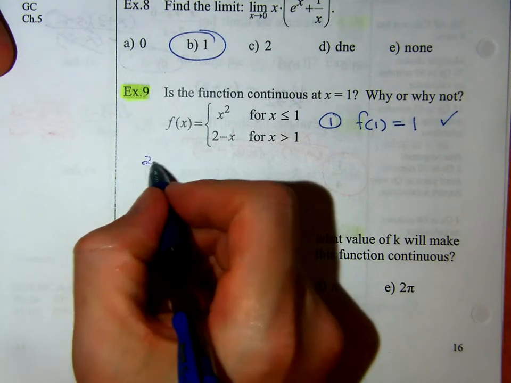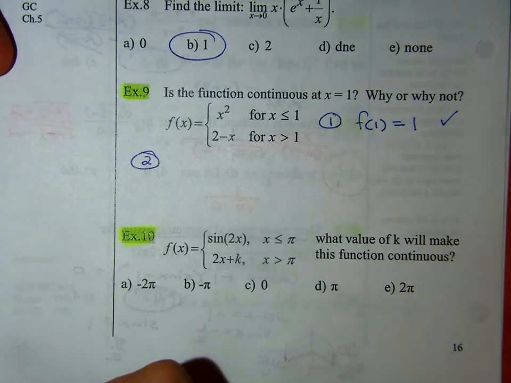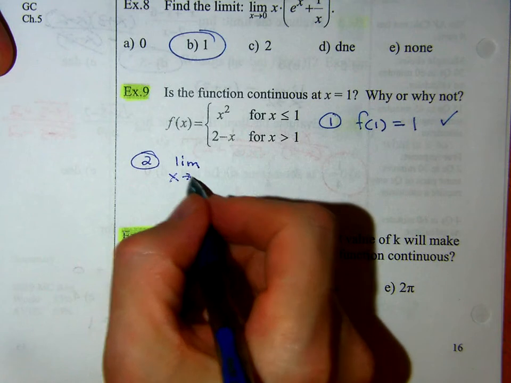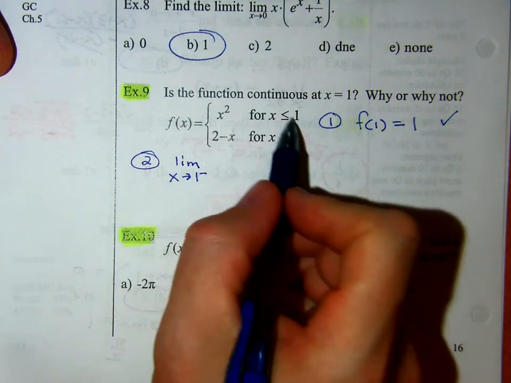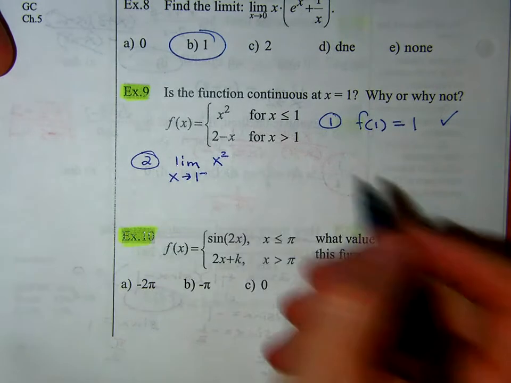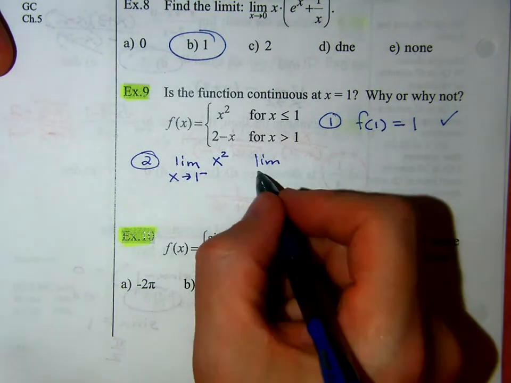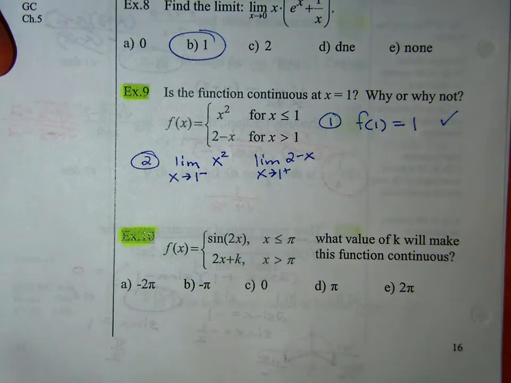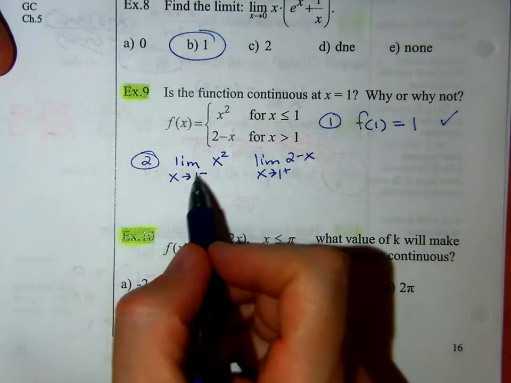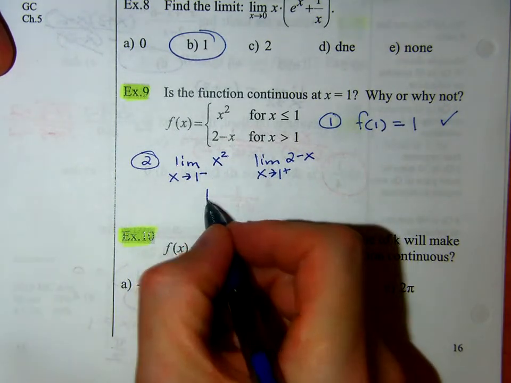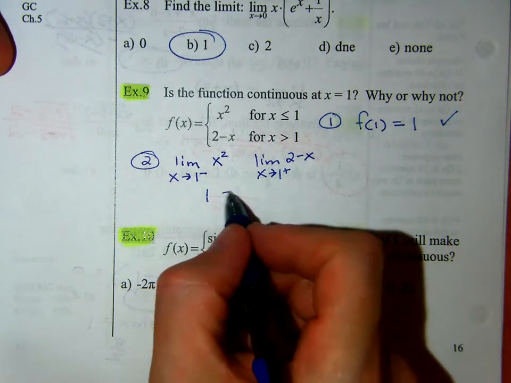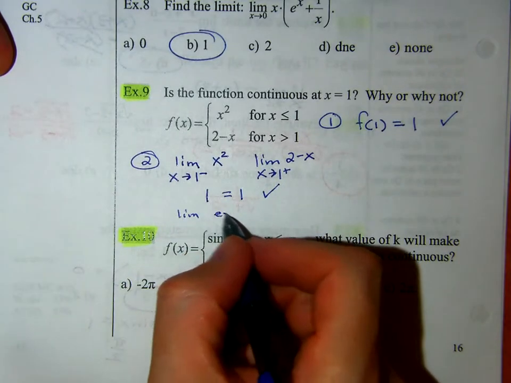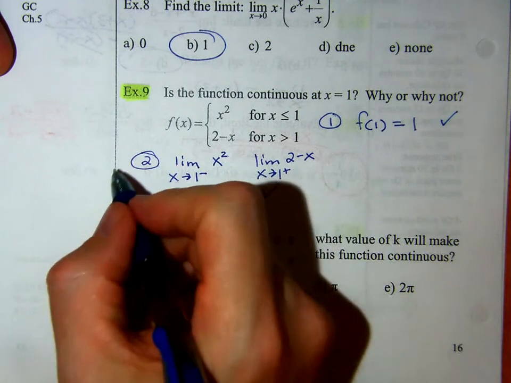All right, number 2, the limit has to exist. What that means is the limit as x approaches 1 from the left, and if we're approaching 1 from the left, we're using this piece of the function, has to equal the limit as x approaches 1 from the right of this. So that's going to be 2 minus x. Okay, so if you plug 1 in here, you're going to get 1. And if you plug 1 in there, 2 minus 1 is 1. And those are equal, so the limit exists. So that's step 2. So that worked. So that's good.